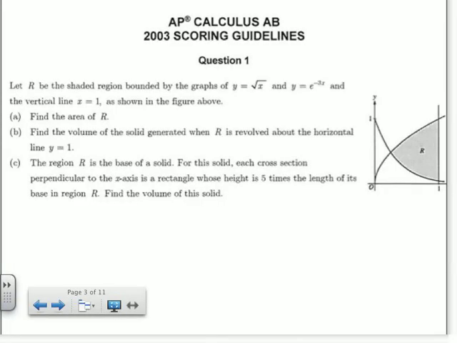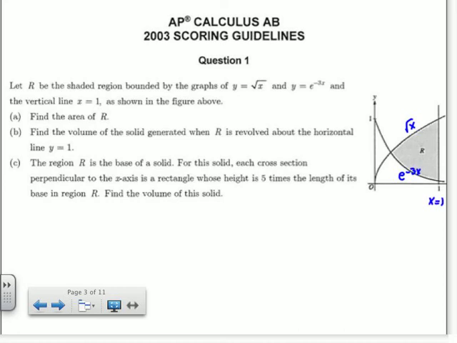We're going to do the 2003 AP Calculus AB question number 1. It says, let R be the shaded region bounded by the graphs of y equals the square root of x and y equals e raised to the negative 3x, and the vertical line x equals 1 as shown. Find the area of R. So this top part is the square root of x, the bottom is e to the negative 3x, and this is x equals 1.